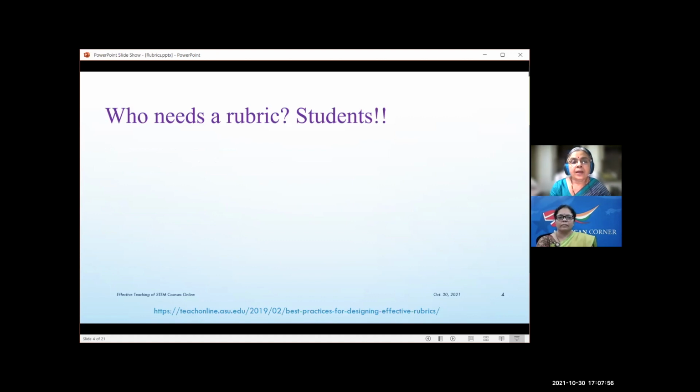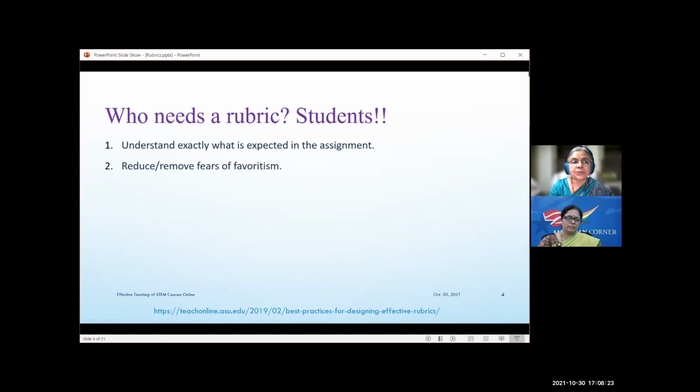Okay. And who needs a rubric? Of course, the students also need a rubric, because sometimes when you say, okay, give me an essay on something, they don't know what to write. Or if you say, do a project or make a poster on something, they don't know what to do. So if you give a list of items that you are going to grade them on, then they know, okay, my assignment should cover all these various topics, and they understand exactly what they are supposed to do.